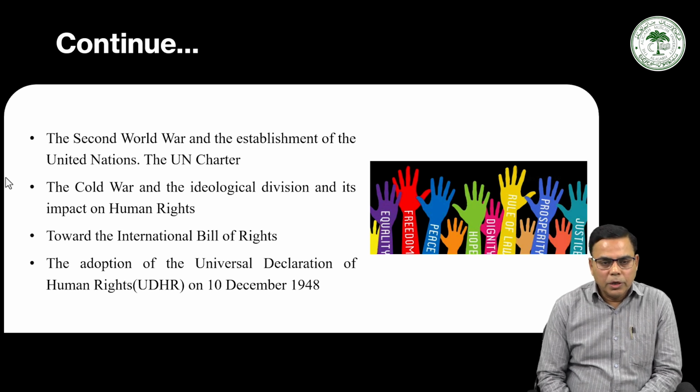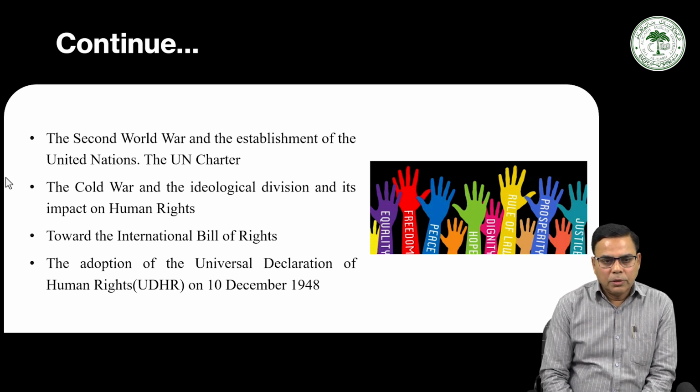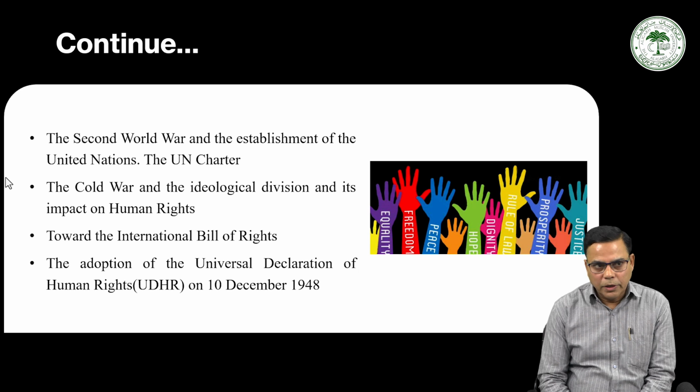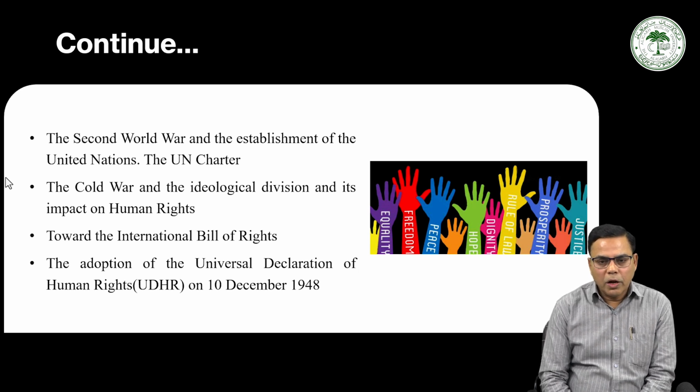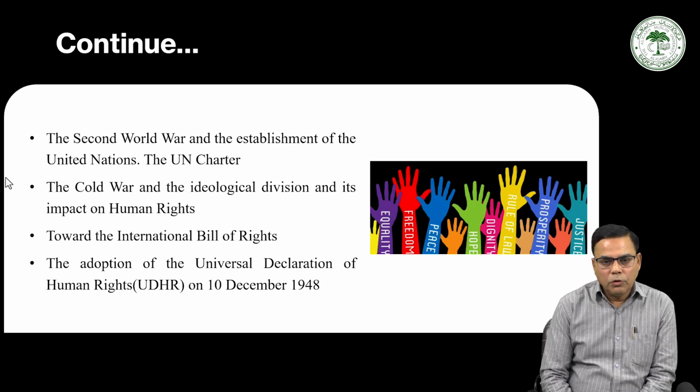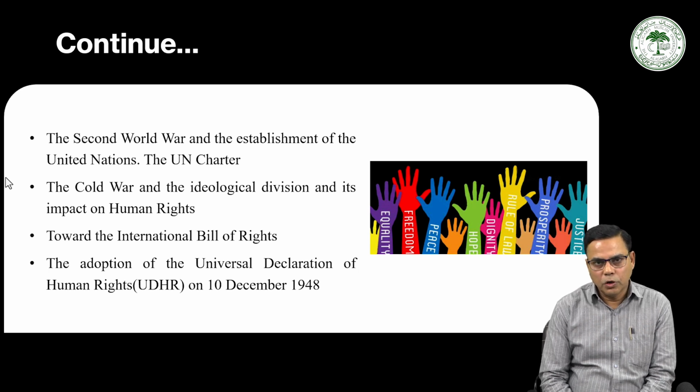Today we are going to discuss in this class the International Bill of Rights. So far, we have discussed the evolution of the concept of human rights, that is the Western tradition of human rights, of course, and that we have started from Magna Carta of 1215 when the barons, nobility, or the clergy, they forced the king to accept certain demands.